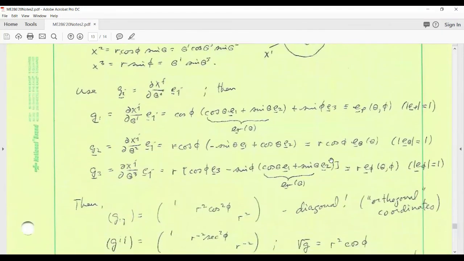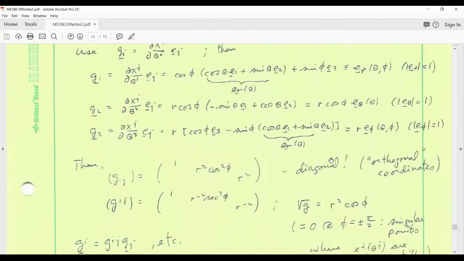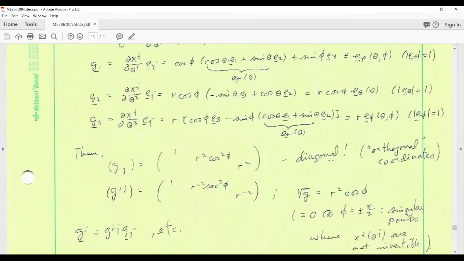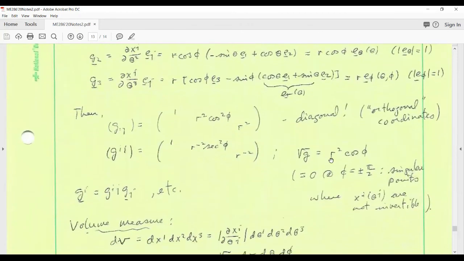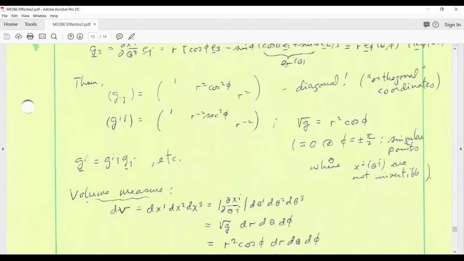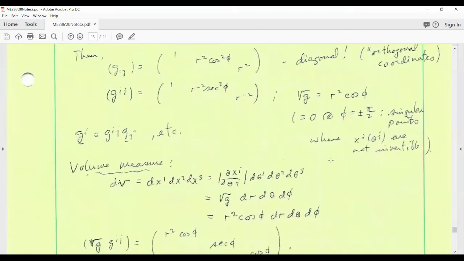where you cannot obtain the curvilinear coordinates in terms of the Cartesian coordinates. But everywhere else in space, everywhere else on the sphere, except at the north-south pole, you have invertibility. That is to say, wherever cosine phi is not 0, so that's everywhere except the entire axis passing through the two poles.